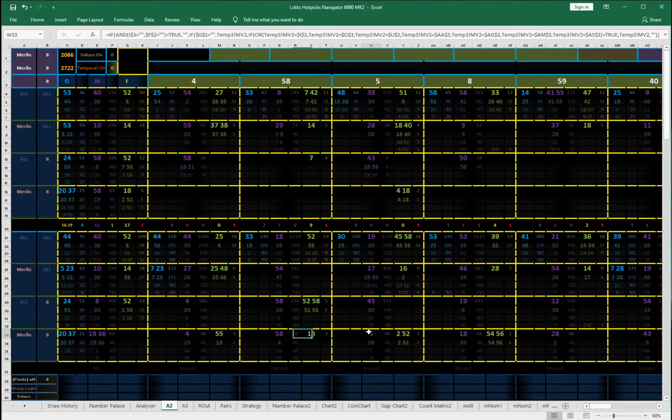And in the third we've got 5, and then 8, second most overdue for frequency with ball set 8 in the fourth column.